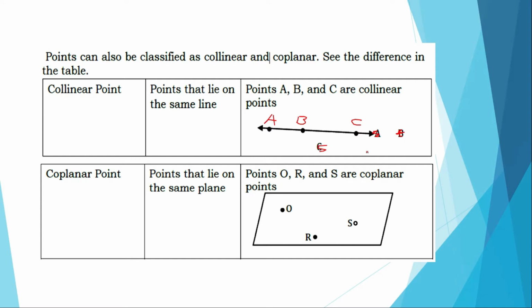And when we say coplanar points, these points do not belong to the same line, but they belong to the same plane. Ito siya. Points O, R, and S are coplanar points. So, ganyan. Nasa loob siya ng plane. So, let's have a recap. Collinear, same line. Coplanar, same plane.